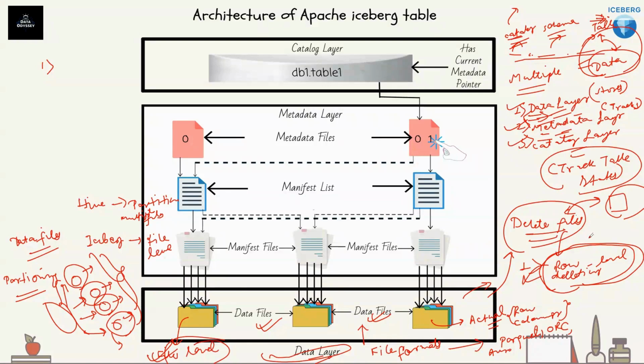Whichever records the user has instructed to delete are tracked in these delete files, and whenever the user queries the table to look at the records, they will not be able to find those deleted records, because the engine doesn't show the records which are present in the delete file. The data which the individual has deleted is not visible, but it's actually still present in the data file.